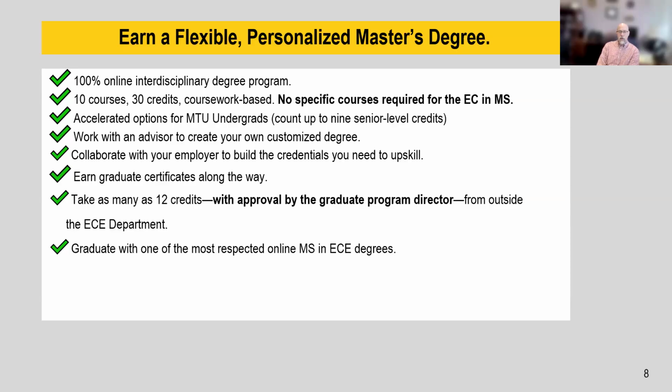So if you get three 9 credit certificates, all those 27 credits would 100% count towards the 30 credit requirement for the master's degree. You could also take up to 12 credits from outside the ECE department. So 12 credits could be from physics or mechanical engineering or biomedical engineering.